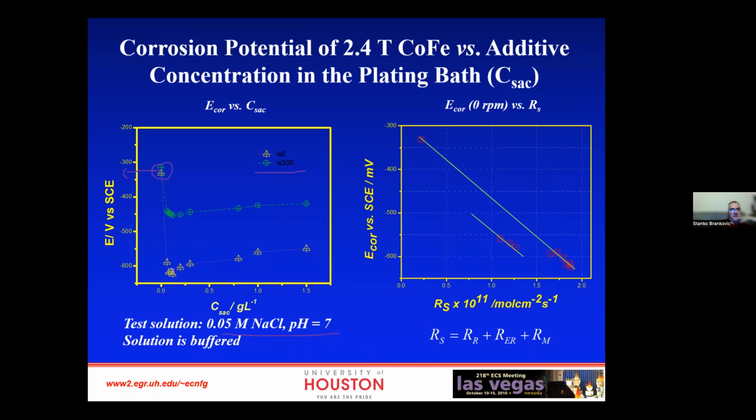And as you keep increasing this saccharin, then you can see that there's a little bit more decrease, and then eventually kind of levels out and keeps steadily going back. The same observation is for the 300 RPMs. If we try to plot this corrosion potential as a function of the incorporation rate of the whole additives, as sulfur particles or as whole molecules, we see interesting thing. There's a linear relation, and then there's another parallel linear relation too. It doesn't really give you an idea of what's going on.